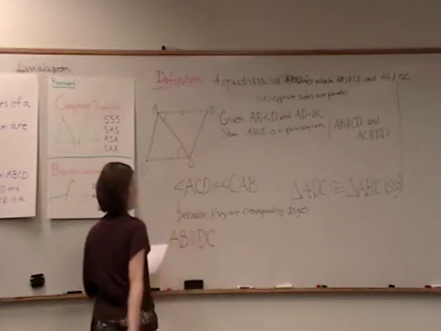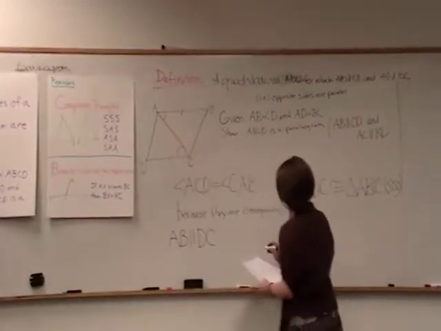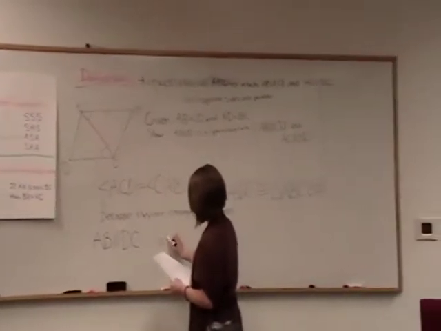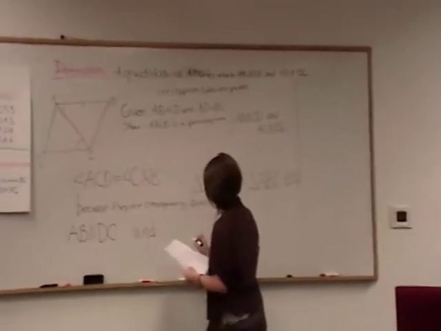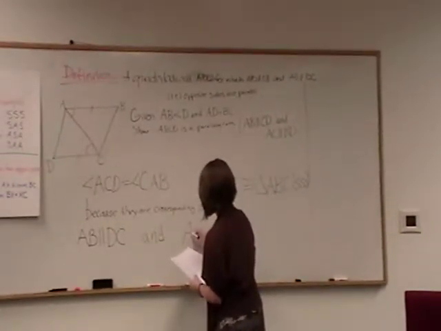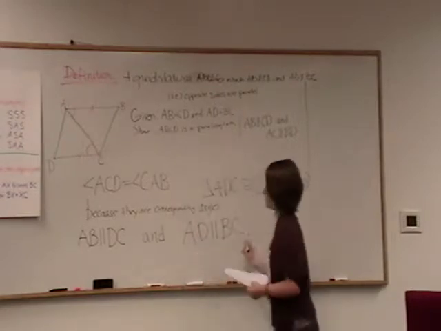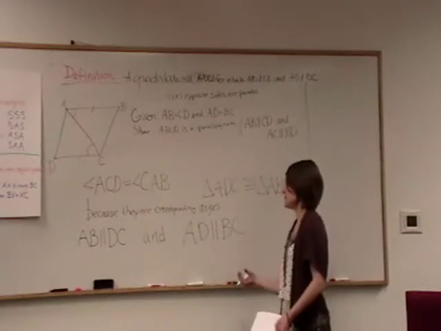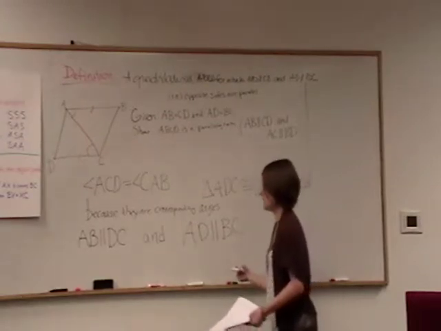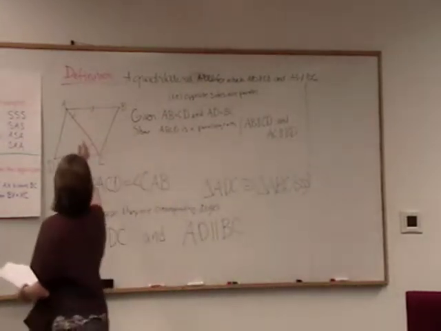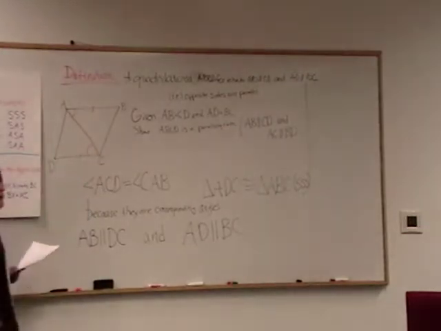And we can go through this process again to similarly show that we also have AD is parallel to BC. So since AB is parallel to DC and AD is parallel to BC, we know that ABCD is a parallelogram.